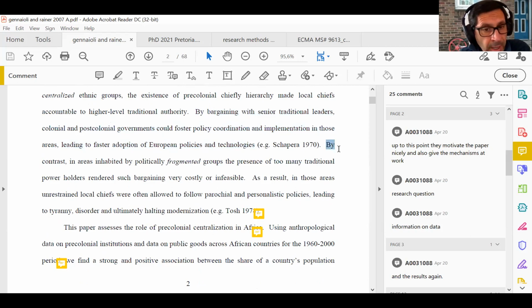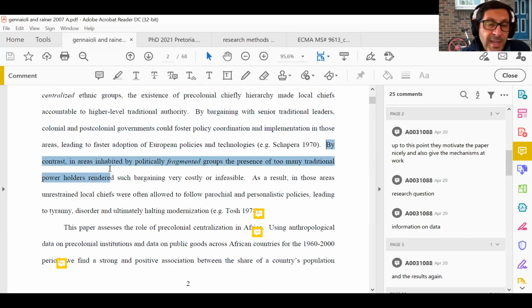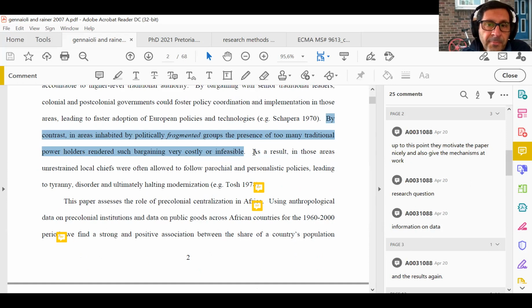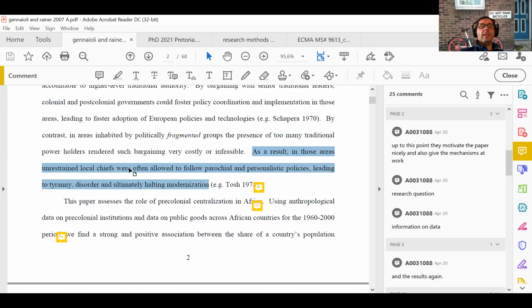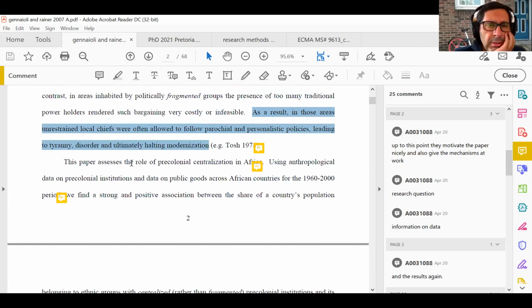By contrast, in areas inhabited by politically fragmented groups, the presence of too many traditional power holders rendered such bargaining very costly or infeasible. As a result, in those areas, unrestrained local chiefs were often allowed to follow parochial and personalistic policies, leading to tyranny, disorder, and ultimately halting modernization. We are going to see more of that as we move along, but that is essentially the mechanism.